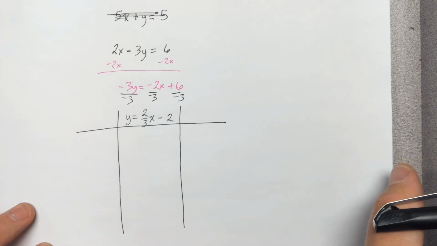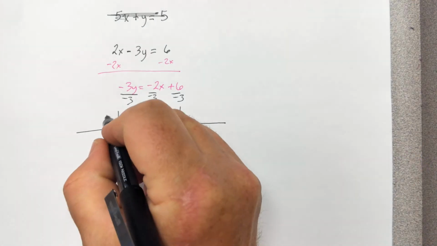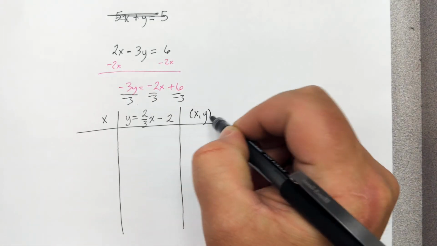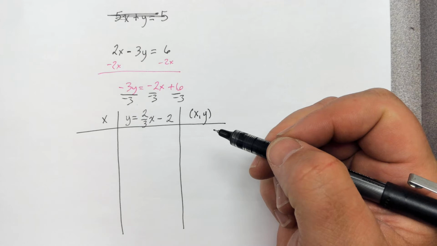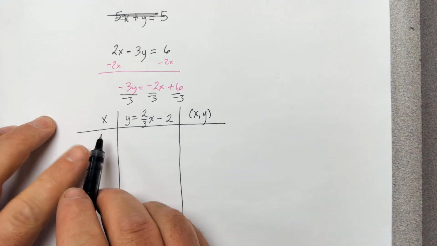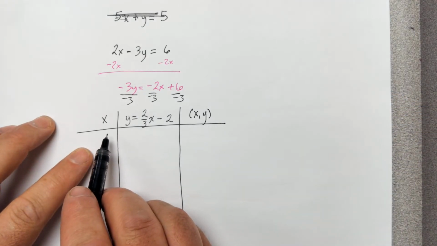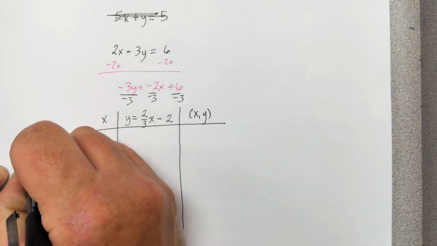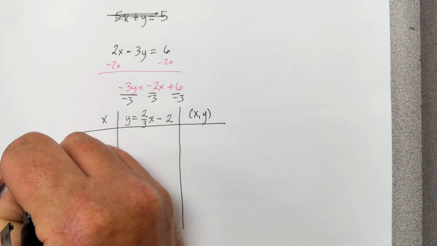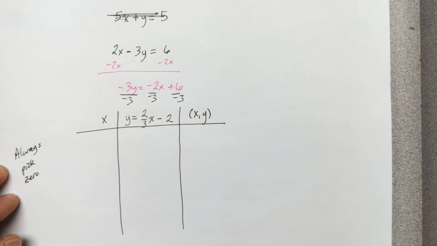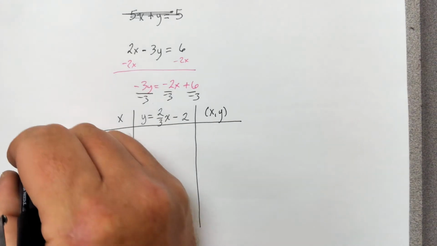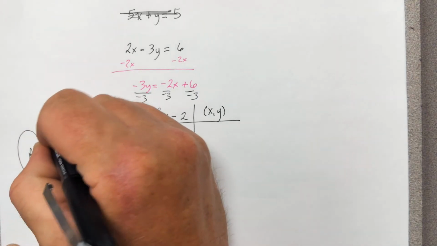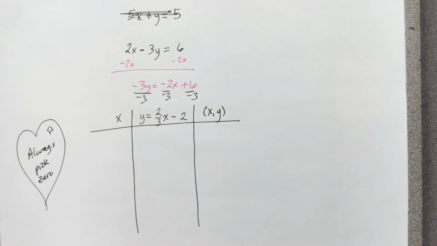Forgive me. So, Gabby, you know how x goes here, right? And then we put x and y over here. This is our answers. Okay, so check this out, Jackie. Pick 0, because 0 is easy. So always pick 0.